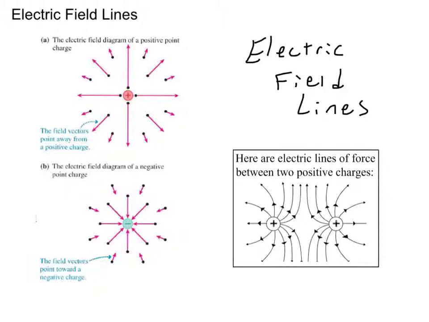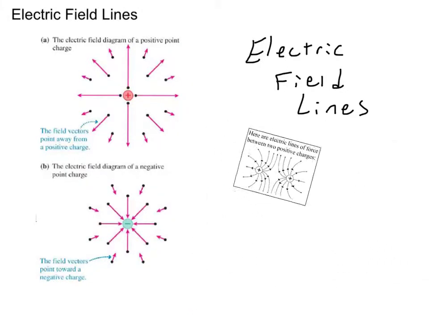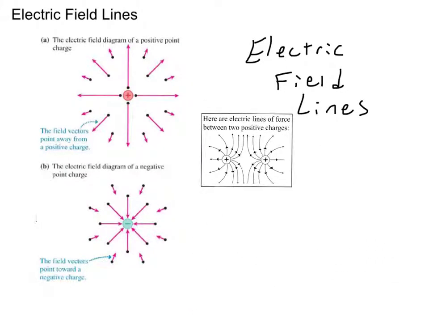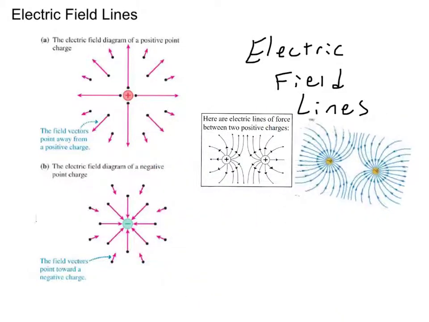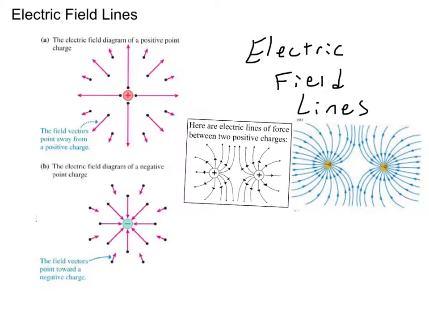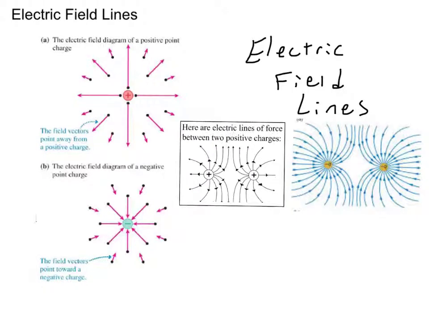If we have two positive charges, and if we have two negative charges, the field lines would look like this. Now here, the difference between these two is that with the positive charges, those electric field lines are pointing away from the positive charges. With the negative charges, they're pointing toward the negative charges.